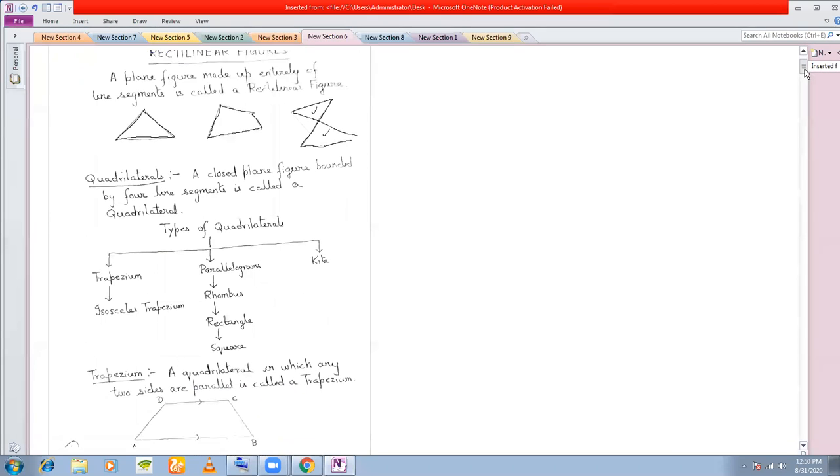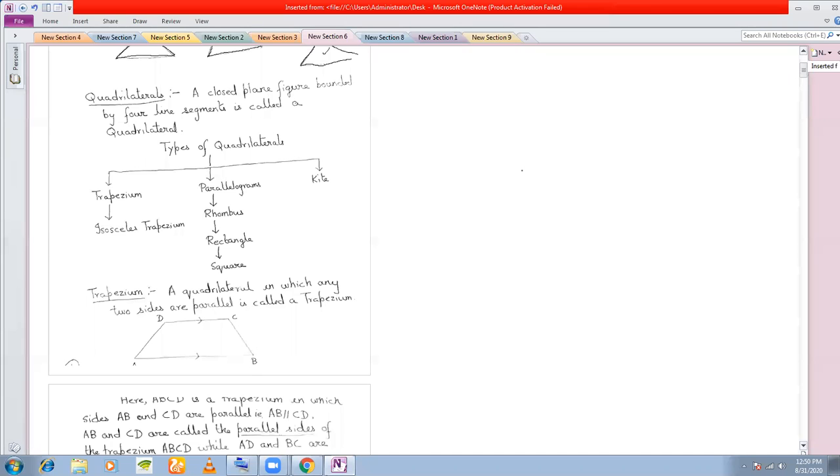Proceeding, what are the types of quadrilaterals? I have given this figure to you in class 8 also, if you remember. Quadrilaterals are mainly of three types: trapezium, parallelogram, or kite. Three types of quadrilaterals. Among trapeziums, the special kind of trapezium is called an isosceles trapezium. We shall study the properties of the isosceles trapezium.